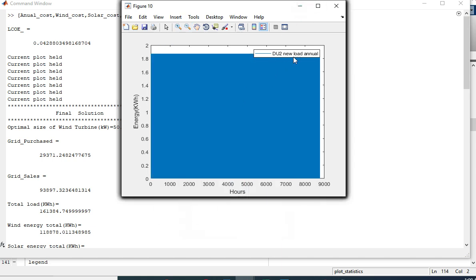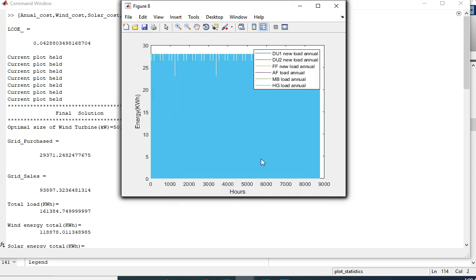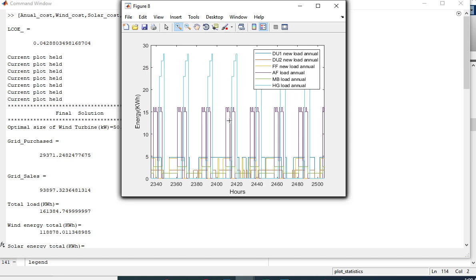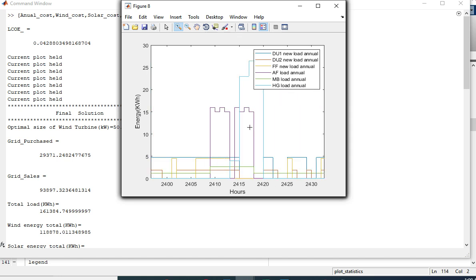So again it's rescheduled DU2 load, rescheduled DU1 load, and this is the comparison of all the load demands plotted on the same figure. You can zoom it out. You can even zoom it for 24 hours.